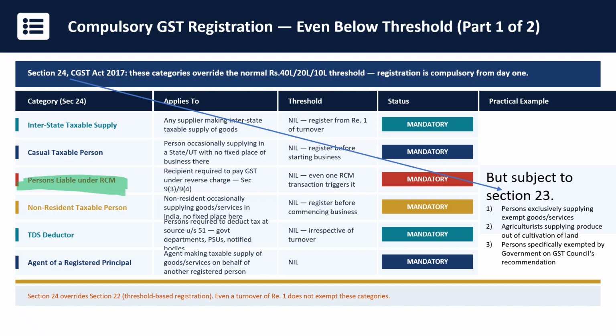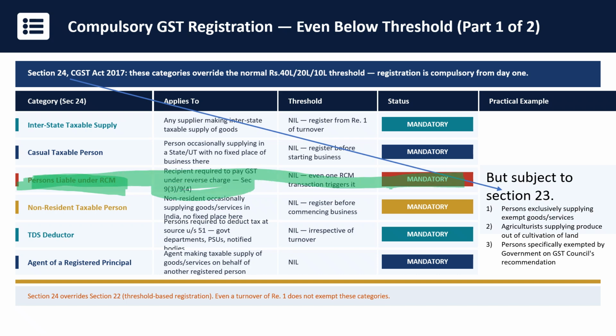Persons liable under RCM applies to the recipient required to pay under the GST. I mean, under section 9(3) or 9(4) you need to pay GST under RCM. In those situations your threshold limit is nil, so even RCM transactions trigger it. In that case the registration is mandatory.